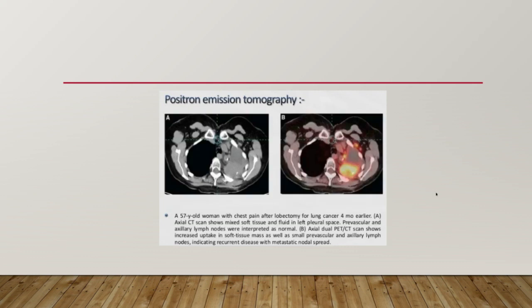So here you can see this is the PET scan of the thoracic region. In the axial normal CT scan, there is mixed soft tissue here and some fluid, whereas in the same section when you do a PET CT scan, it shows increased uptake in this soft tissue region with increased uptake in the lymph nodes as well. So this indicates there is a recurrent tumor in the lungs with involvement of the lymph nodes.